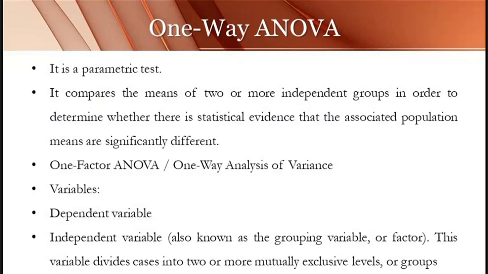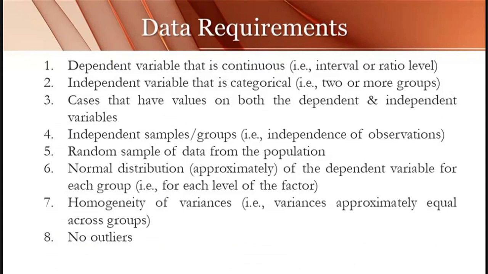So the point is very simple. When you're doing the independent sample t-test, you have two independent groups. Whereas when it comes to one-way ANOVA, if you have more than two groups, we are going to use one-way ANOVA. Now coming to the data requirements, the dependent variable must be continuous, like interval data or ratio data. And the independent variable must be categorical, that is either nominal or ordinal data. The cases must have values on both the dependent and independent variables.